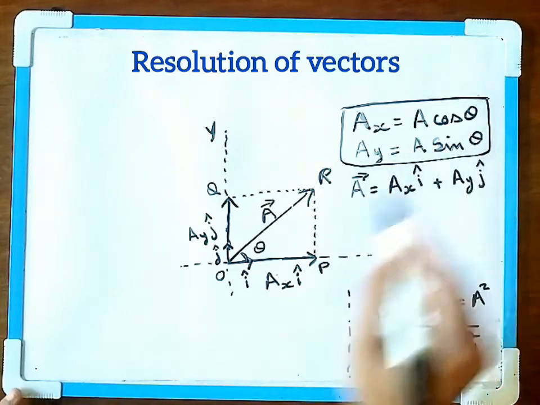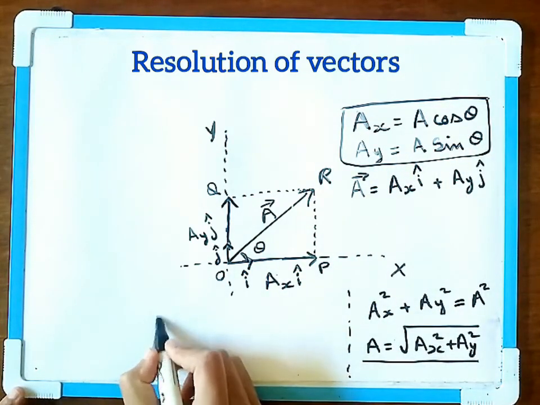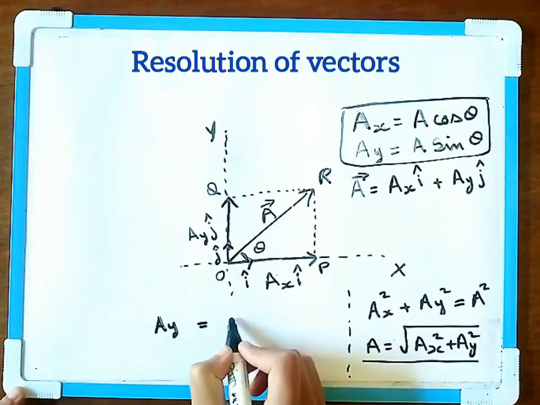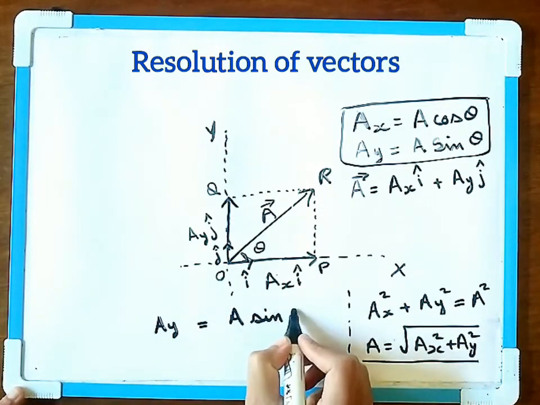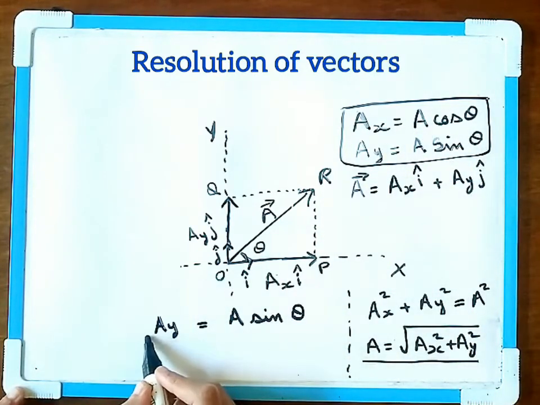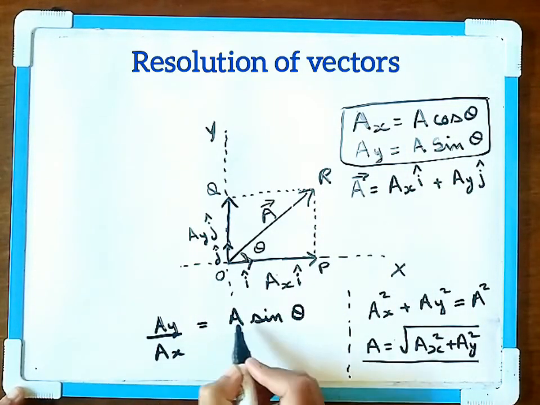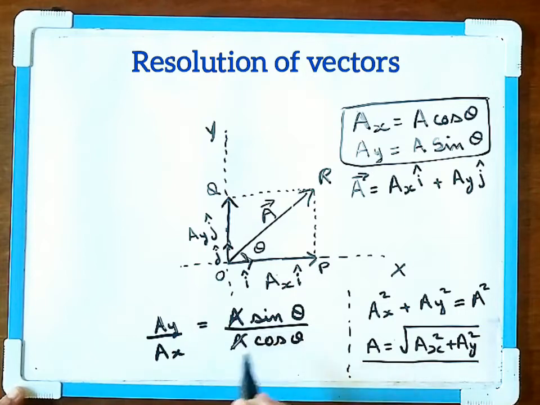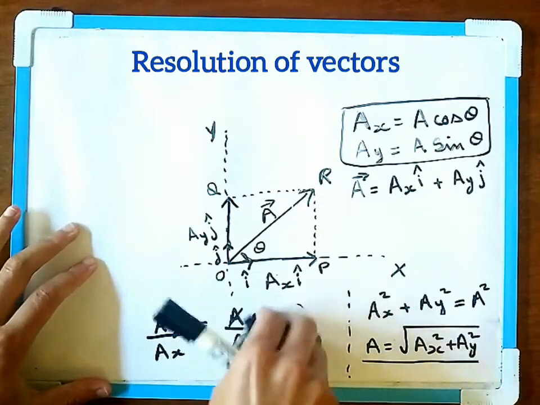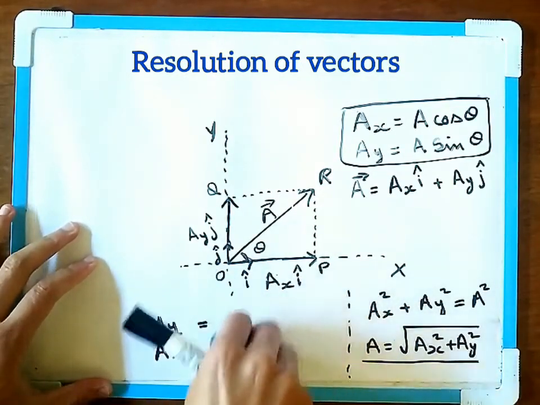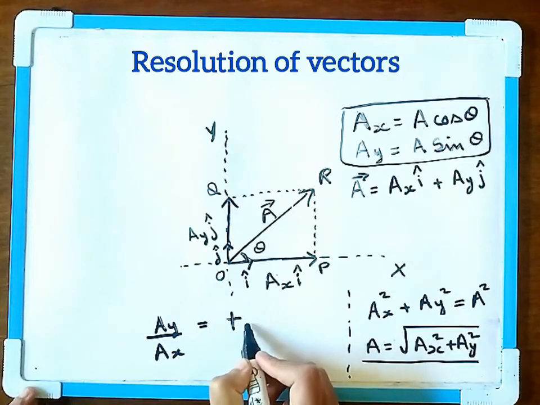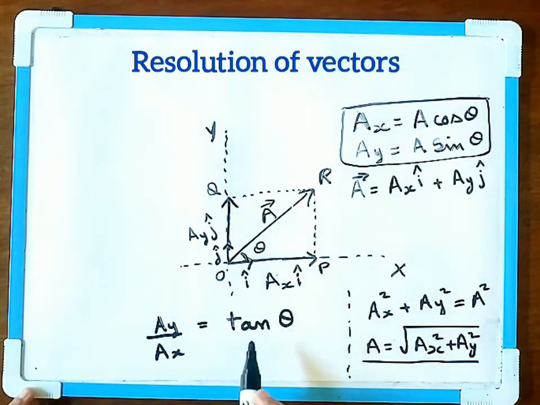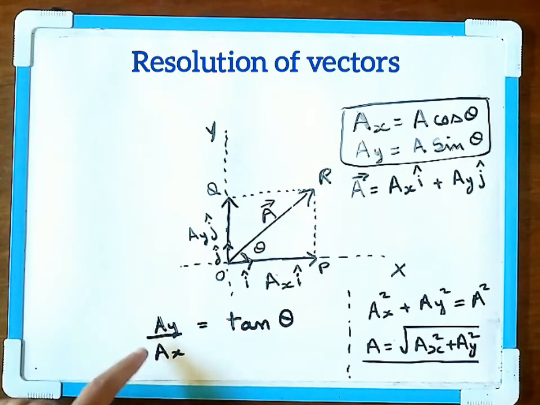So if you divide this Ay by Ax, here we have Ay is equal to A sin theta. You divide this by Ax, so Ax is equal to A cos theta. Now this A cancels. Sine by cos, how much is it equal to? Sine by cos is equal to tan theta. So we have Ay by Ax is equal to tan theta. Hence this theta can be found out by taking the tan inverse of Ay by Ax.